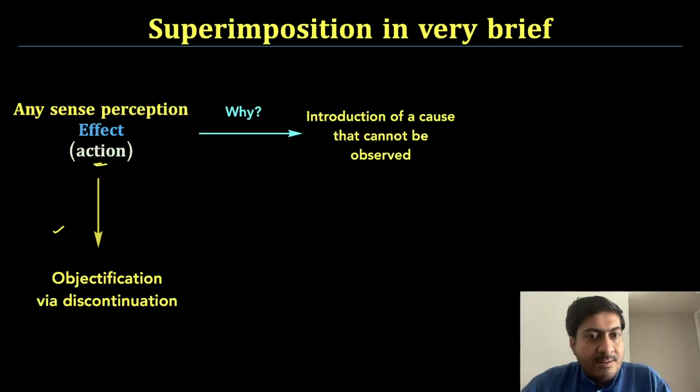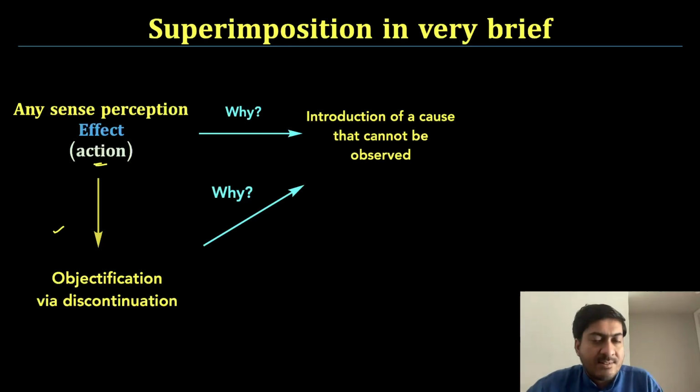And the philosopher will ask the question, why at all are we perceiving any sense perception, why at all do we have objects surrounding us? All those questions need to be answered, and to answer those questions, the introduction of a cause or multiple causes has to be there, because introduction means it is not there, but we are helpless but to introduce it to explain certain phenomena in the universe.